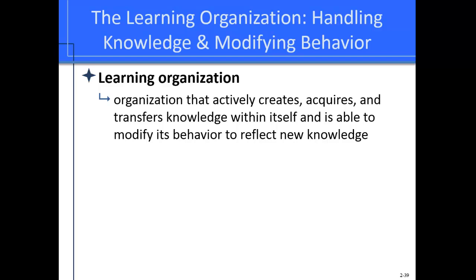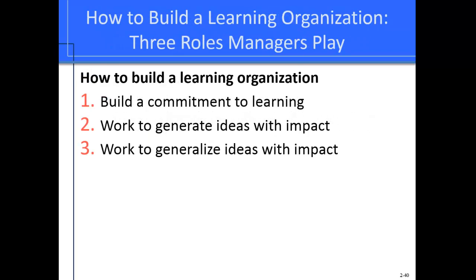There are 3 roles that managers play in building a learning organization. They need to build a commitment to learning, to lead the way in investing in learning, publicly promoting and creating rewards for it. We need to work to generate ideas with impact, ideas that add value for customers, employees, and shareholders. And the third role is to work to generalize ideas with impact. The manager can reduce the barriers to learning among employees and within the organization. This involves creating a psychologically safe and comforting environment that increases the sharing of successes, failures, and best practices.